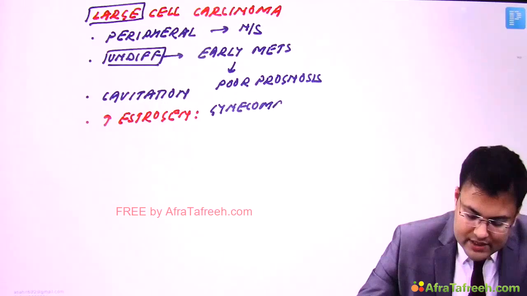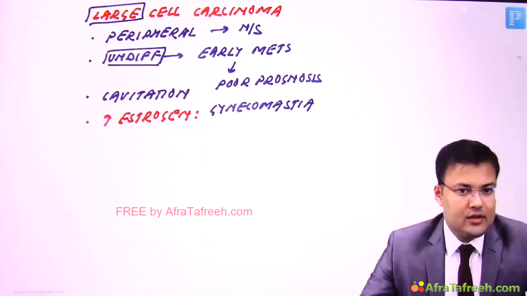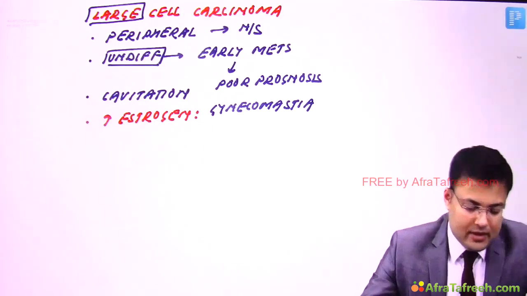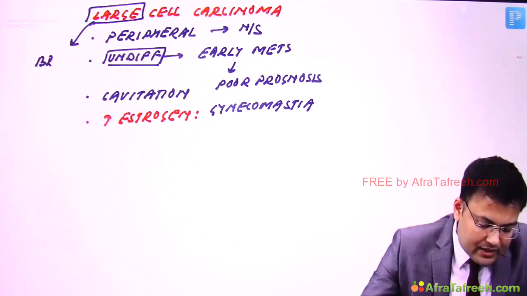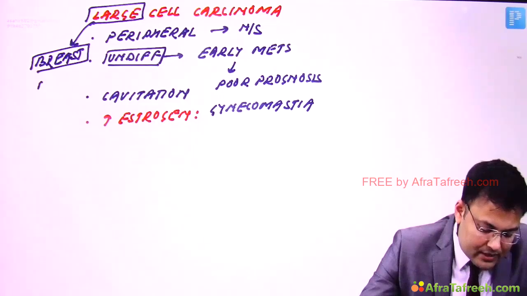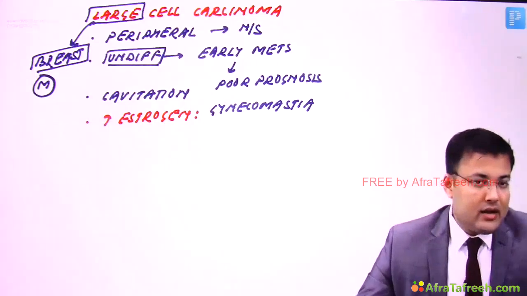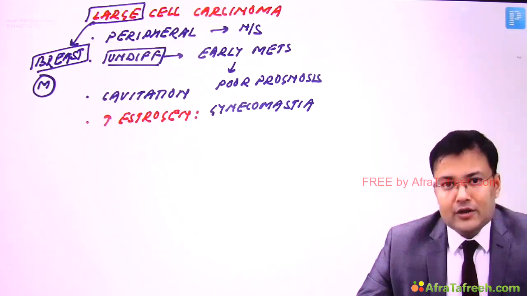Clear? So the question is asked: which type of carcinoma lung is associated with gynecomastia? So it's the large cell carcinoma. How to remember? In large cell carcinoma there is large breast in males. Clear? So there is gynecomastia. So these are important points related to various types of carcinoma lung.